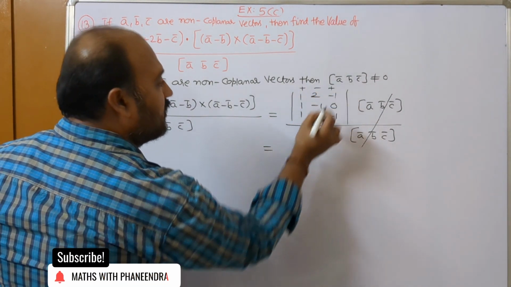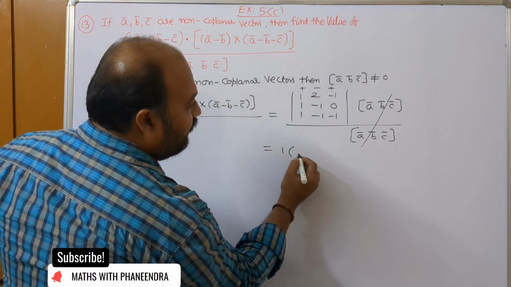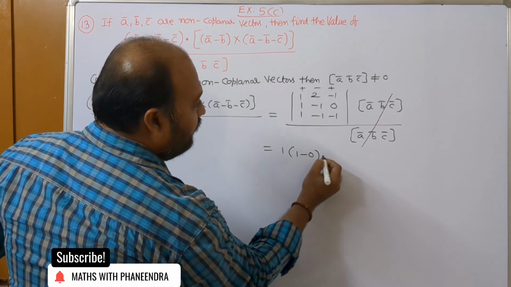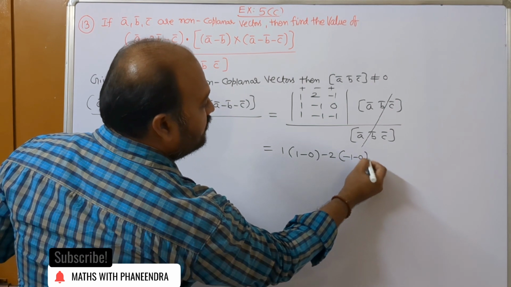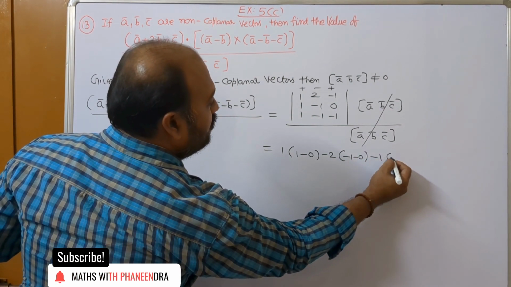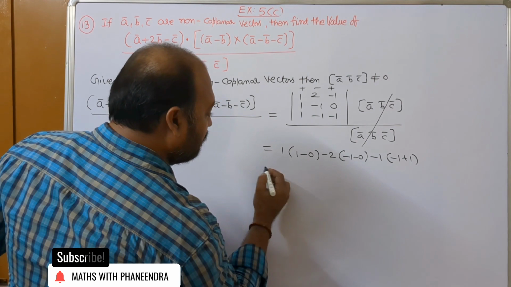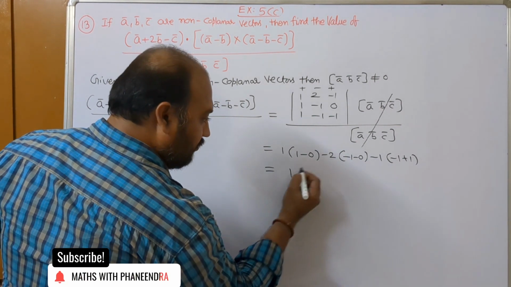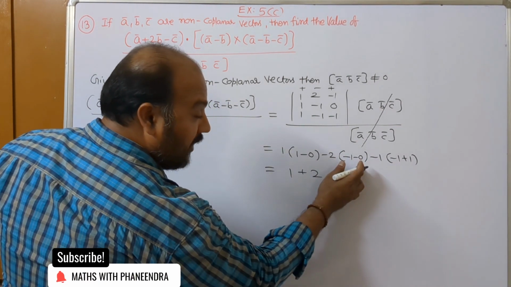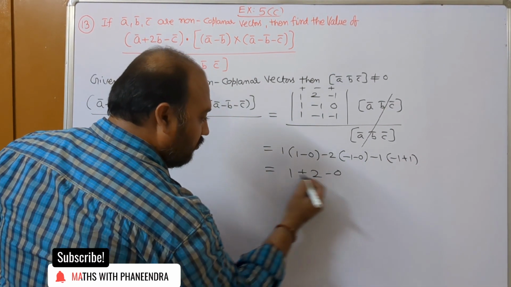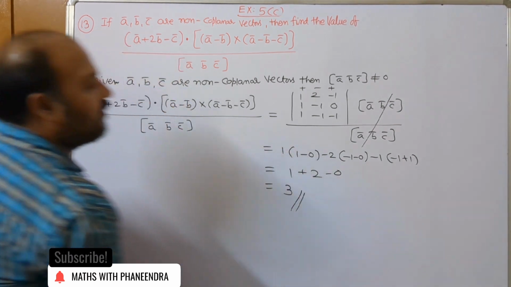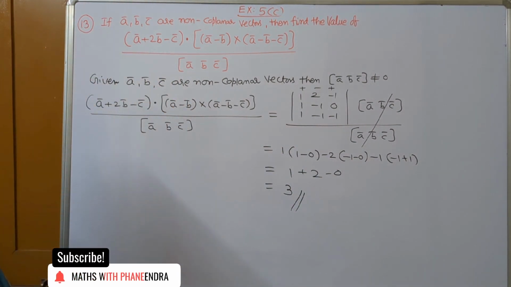Plus, minus, plus. So 1 into 1 minus 0, minus 2 into minus 1 minus 0, minus 1 into minus 1 plus 1. So 1 minus 2 into minus 1 plus 2. Here plus 1 minus 1 cancel, 0 means 0. So the value of the given expression is equal to 3. We will move on to another question.